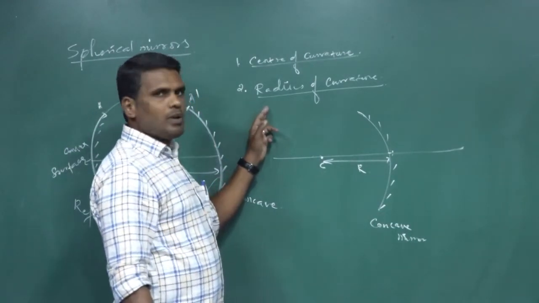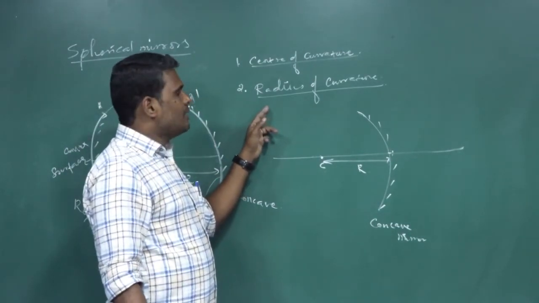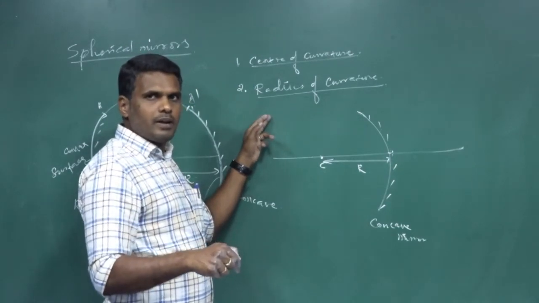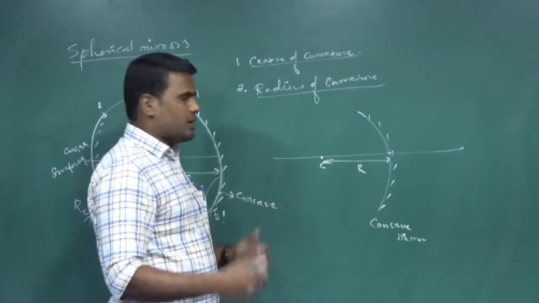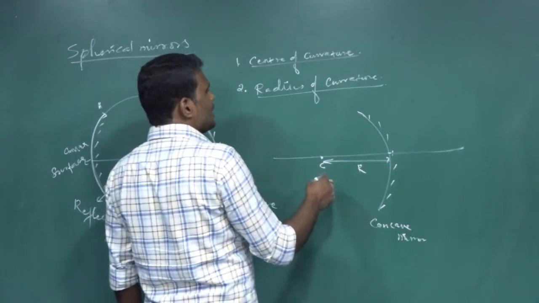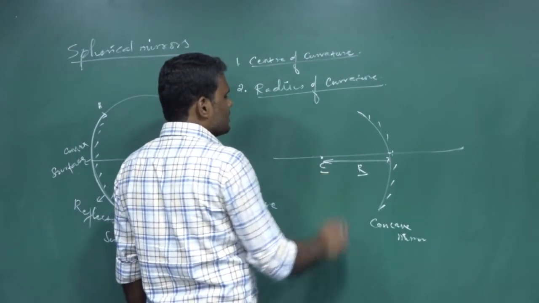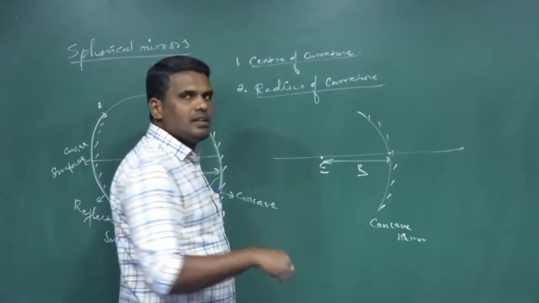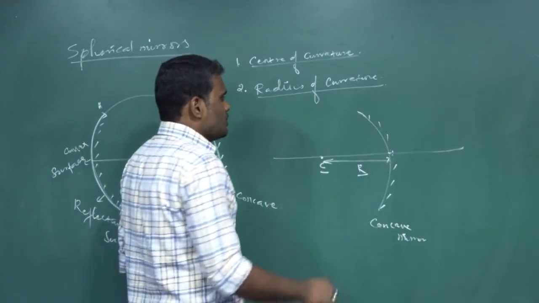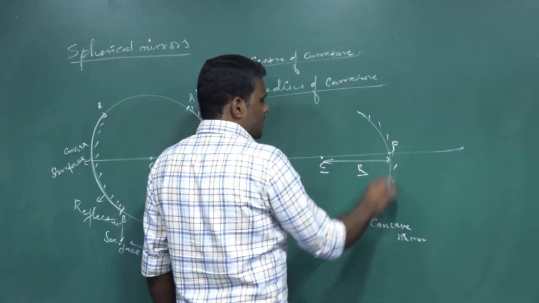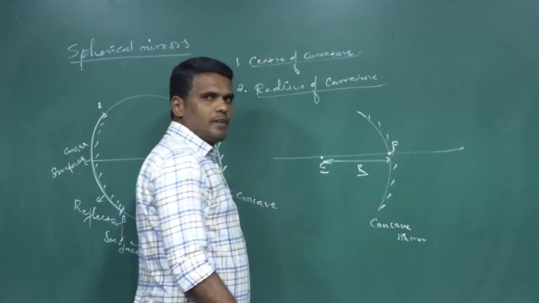So, the radius of curvature of a spherical mirror is the radius of the sphere of which the mirror forms a part. The radius of curvature is generally represented by capital R. The center of curvature is represented by the letter C. Then, we shall speak about the pole of the mirror.